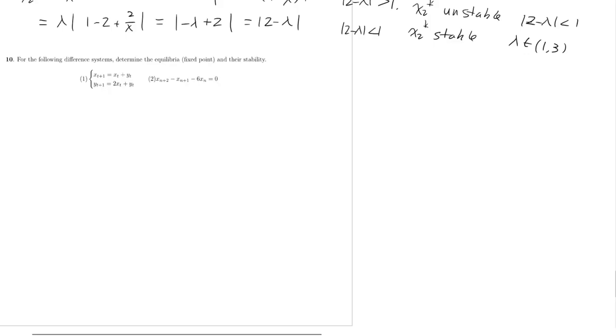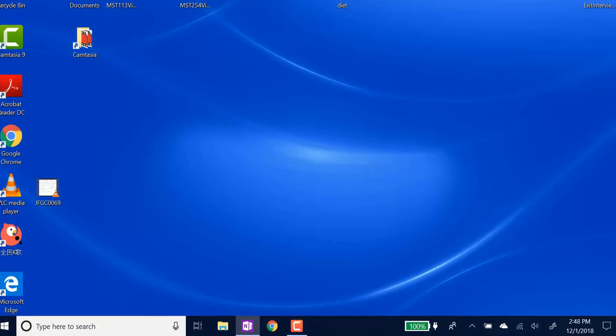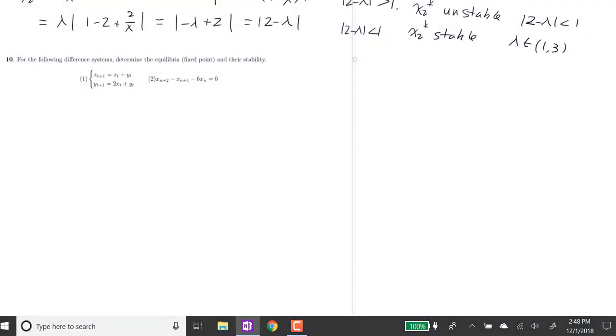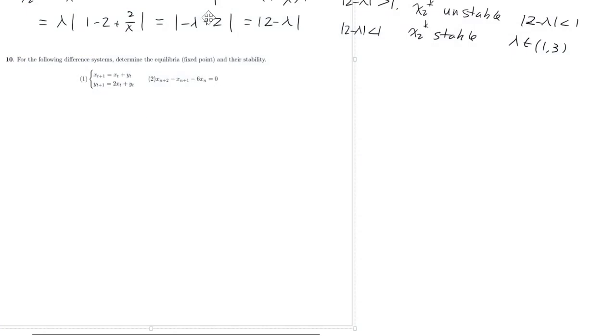We now look at a two-dimensional discrete system, see how we can find equilibria and determine the stability. So let's look at the first problem. To find the fixed point, we remove those subscripts t or t plus 1. So that's what we have.